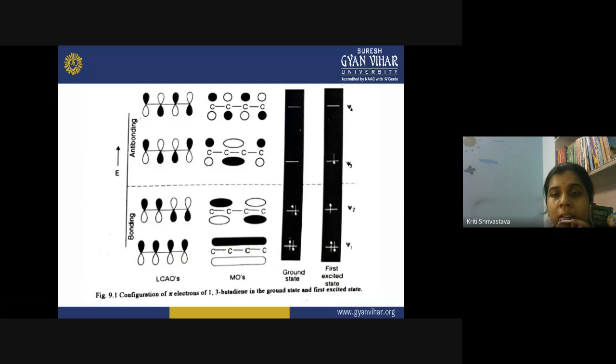Since they redistribute their energy among the 4 molecular orbitals, 2 will be bonding molecular orbitals and 2 will be anti-bonding molecular orbitals. So this part of molecular orbital theory you have applied here. 4 atomic orbitals are combining and forming 4 molecular orbitals in the case of 1,3-butadiene. Now these atomic orbitals will overlap in different possible configurations, and these are the 4 molecular orbitals that are possible.